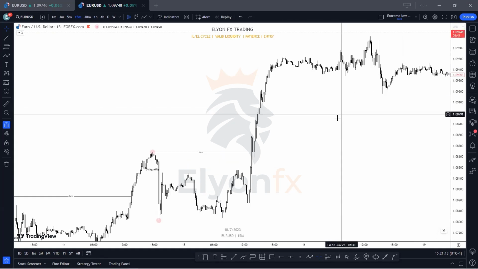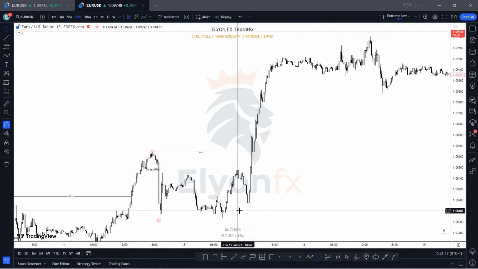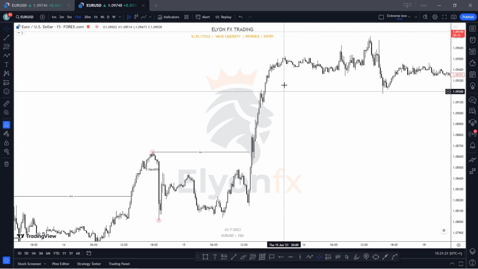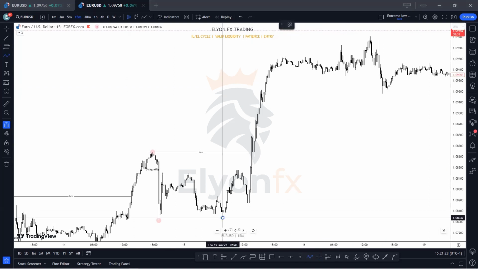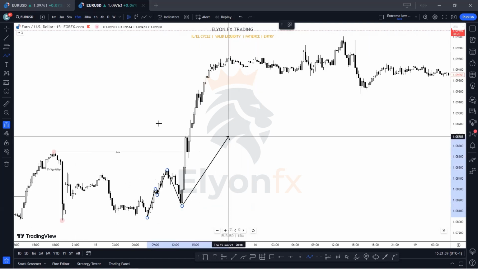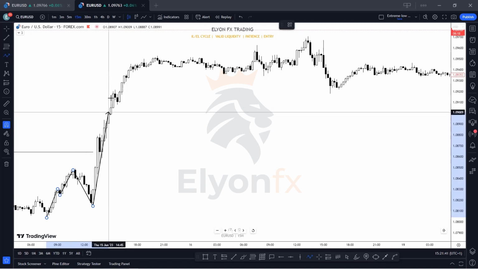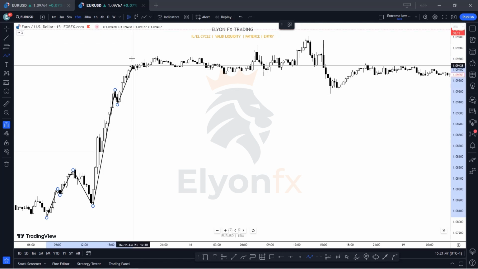So if we continue to follow structure, you will see that after we broke this high, we had this big impulse move, and within the impulse move, we have all these internal liquidity points. So let's mark them. So we have this, we have this, we have this. So if you notice, I'm not just marking every high and every low. I have a criteria for marking my highs and my lows. But probably in another video I'll talk about that.